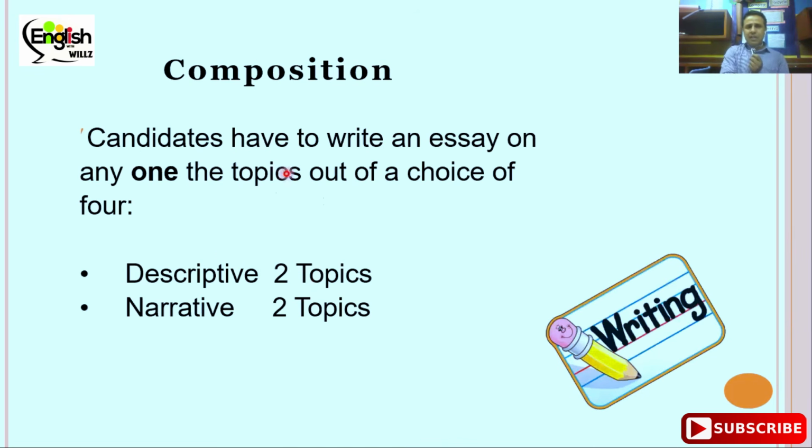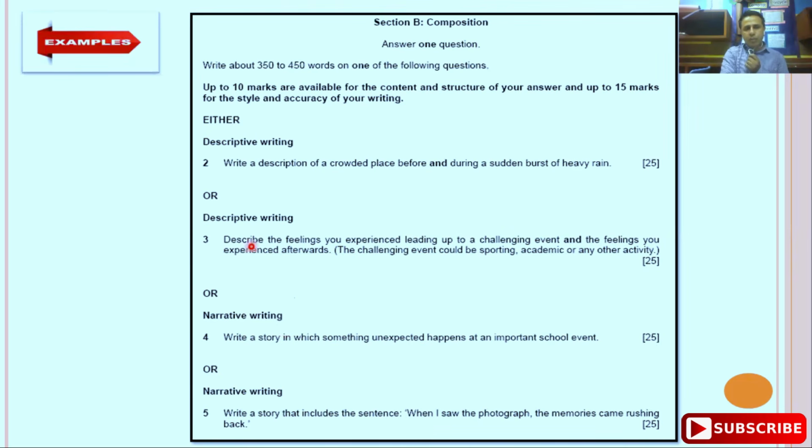This time candidates have to write an essay on any one of the topics out of a choice of 4. Previously there were 5 topics given, but this time that has changed. Now there are 4 topics: 2 descriptive writing topics and 2 narrative writing topics, and you have to write an essay on any one of them between 350 to 450 words. Let me show you what type of topics will be given.